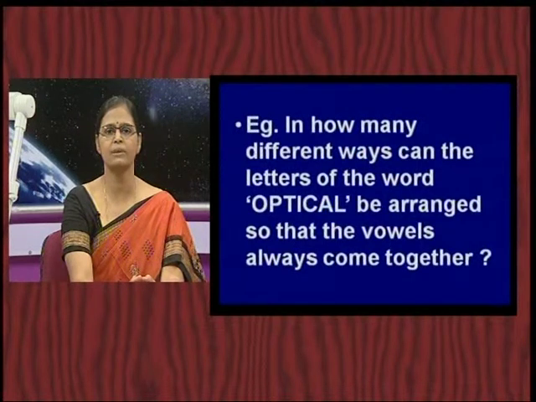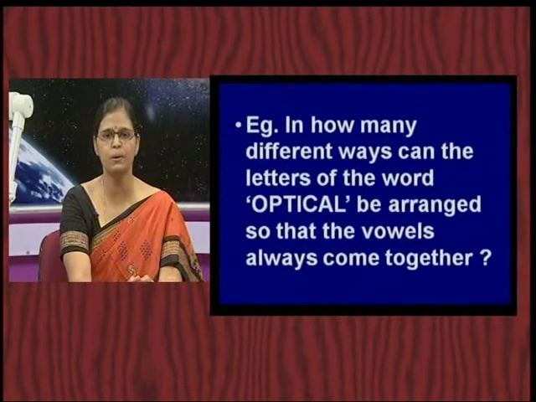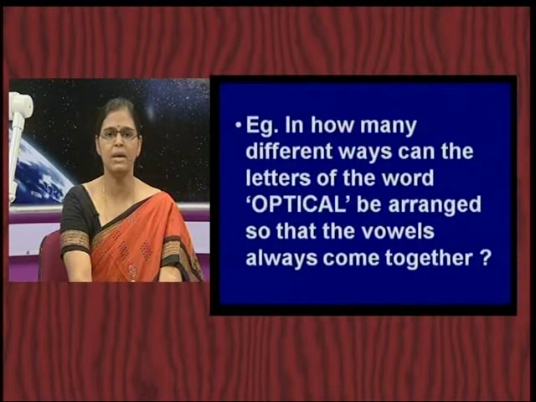Now, he is asking us for a particular case, the vowels always come together. So, among these letters O, P, T, I, C, A, L, what are the vowels? I hope you all know what the vowels are. A, E, I, O, U are known as vowels. So, in this particular word, how many do we have? A, I, O, these are the 3 we have. Now, removing these 3, what are the remaining letters that you have? P, T, C, L.